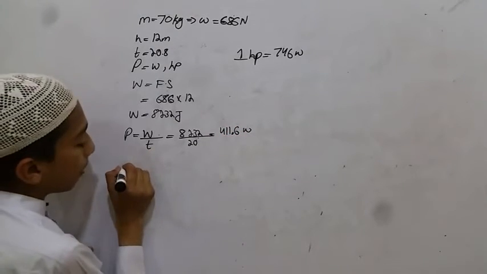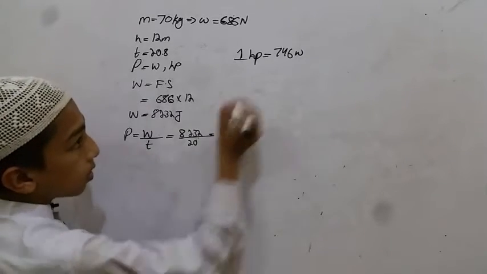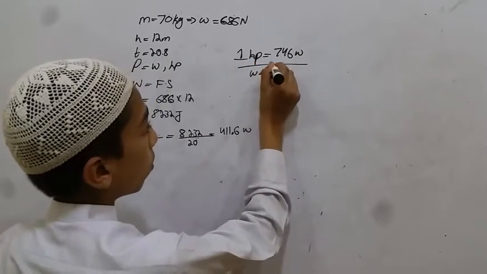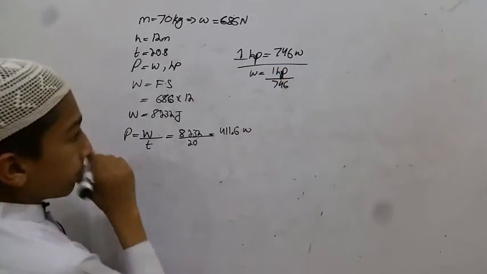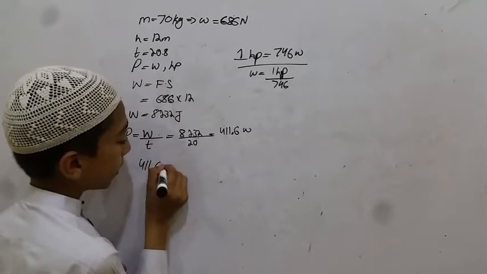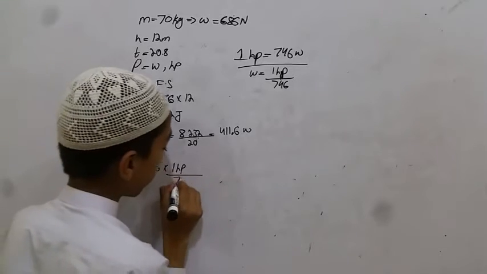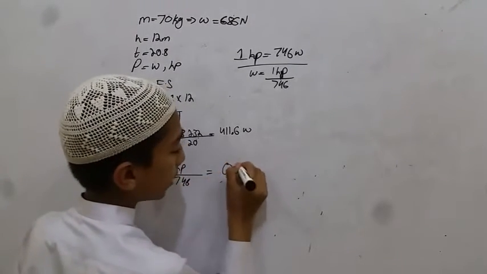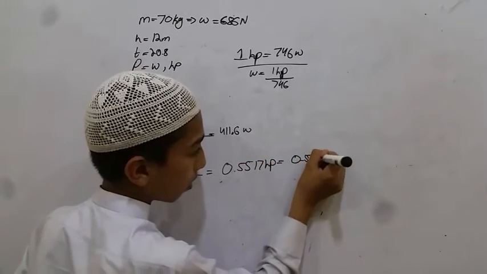and in horsepower, power is, so from this equation, 1 watt is equal to 1 horsepower divided by 746. So here 411.6 into 1 horsepower divided by 746. So it is equal to 0.5517 horsepower. So it is equal to 0.55 horsepower.